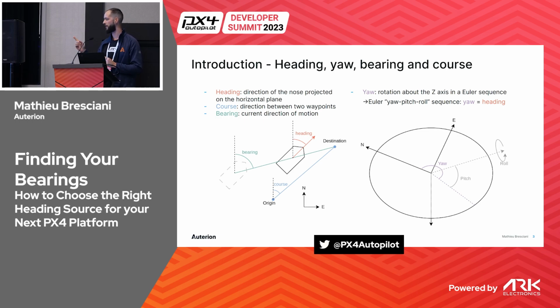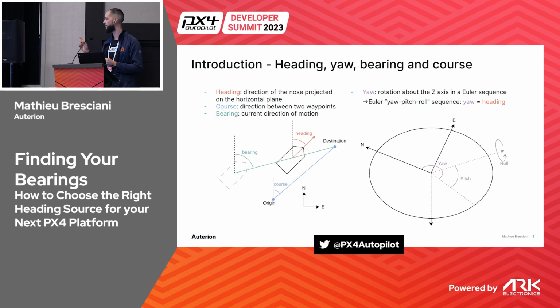Then, for example, you also have the course. The course is usually defined between an origin and a destination point. So between 2 waypoints, there is a certain course, which is the angle of that path relative to north, and the bearing is usually the current course of the vehicle. So it depends on where you are and where you go. If you have no wind, for example, usually heading and bearing will be the same, but as soon as you start to have some wind, the vehicle will start to slip, and then they will be different.